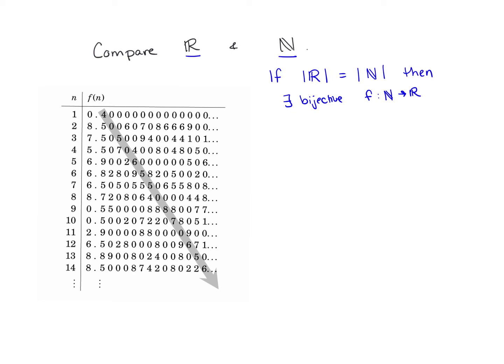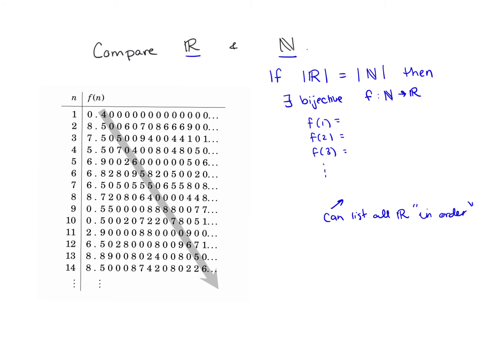So assume that exists. So then assuming it exists, I can think about what f of 1 is, and f of 2 is, and f of 3 is, and so forth. So I can actually list out all of my real numbers in order. Not the regular order that we're used to, but an order defined by this bijection. So whatever 1 gets mapped to, whatever 2 gets mapped to, whatever 3 gets mapped to.